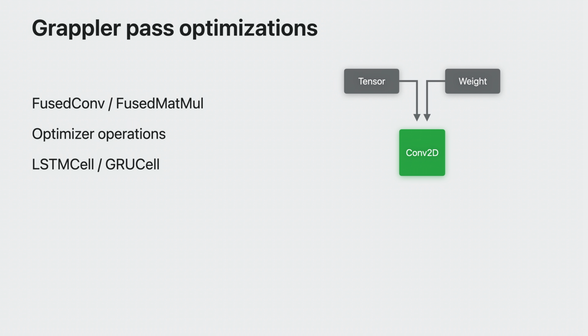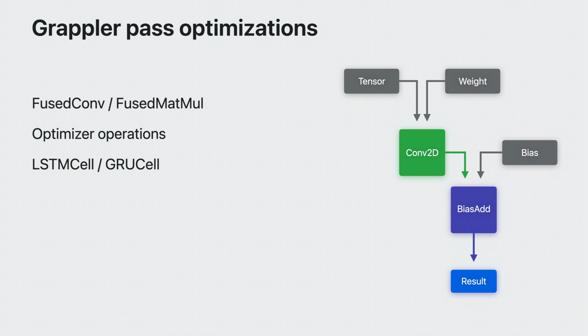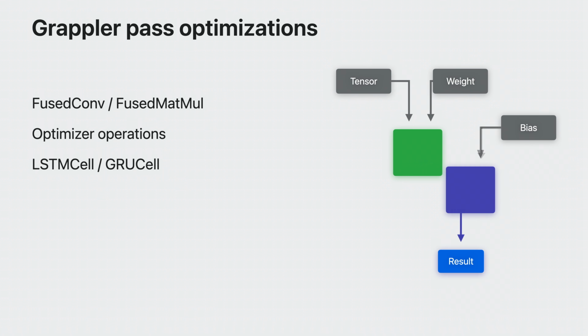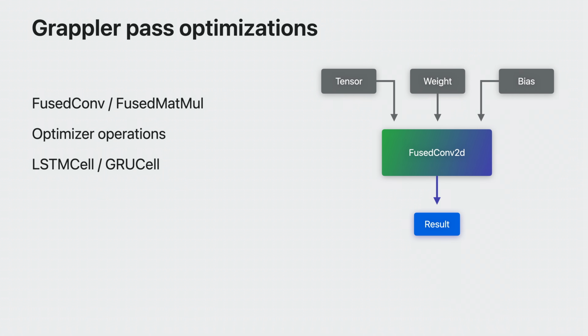Here I have an example of a common computation of a two-dimensional convolution operation. The convolution is often followed by an addition function, a common pattern in convolutional neural networks. By identifying this pattern, the grappler pass can remap the computation. This allows you to use a more optimized kernel to achieve the same output, leading to better performance.